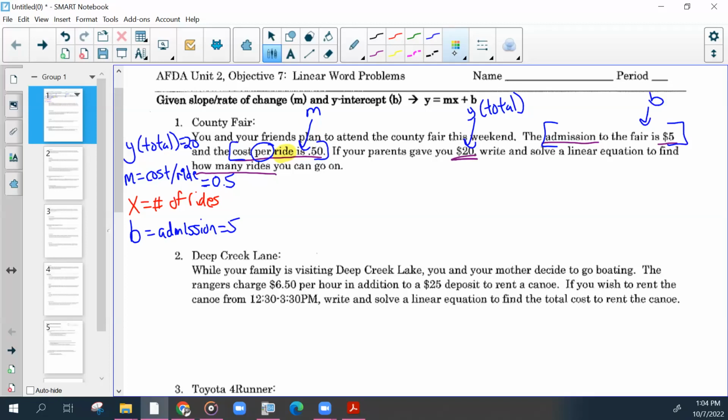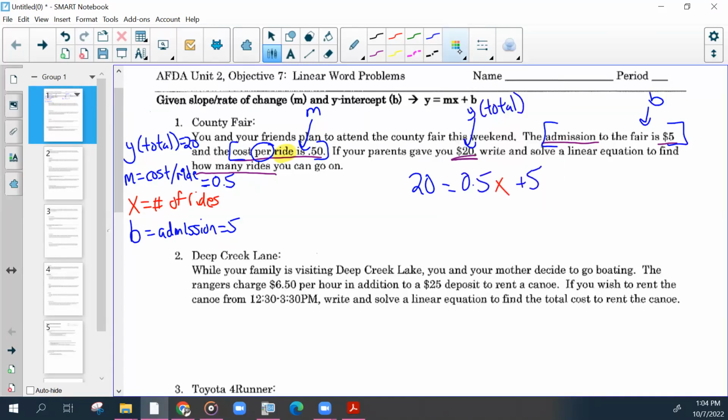We know it has to be in the format y equals mx plus b. So let's take what we know. Y is 20. Our m is 0.5. Our x, we don't know, so that's going to stay a variable. Let me actually change it so we can color code. And then our b is 5. Now we have an equation.